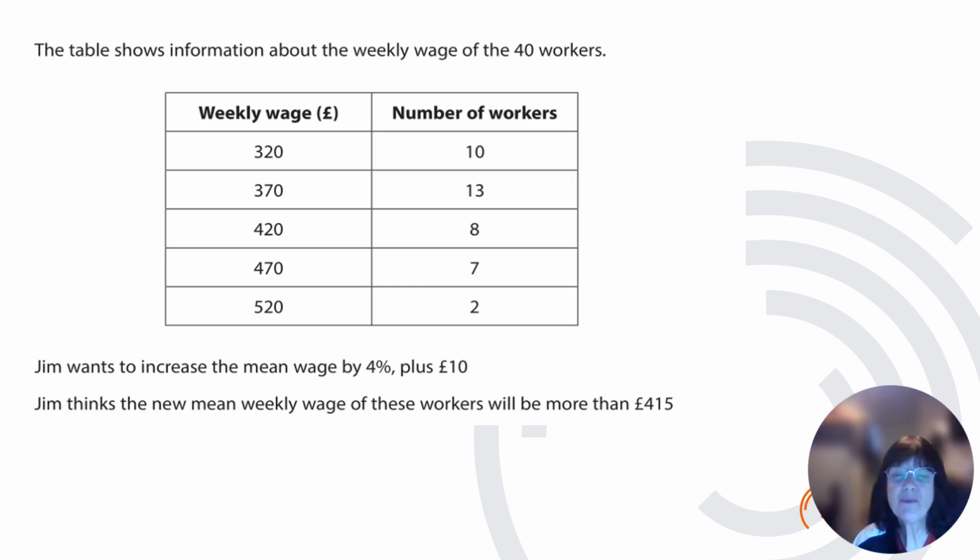Okay, so this time we are going to have to work out the mean. So the table shows the information about the weekly wage of 40 workers. And important, if you haven't watched my video on mean, this is the important number in the question. Okay, so once we've worked out the mean, we need to increase the wage by 4% and then add £10. And Jim thinks that the new weekly wage of these workers will be more than £415.